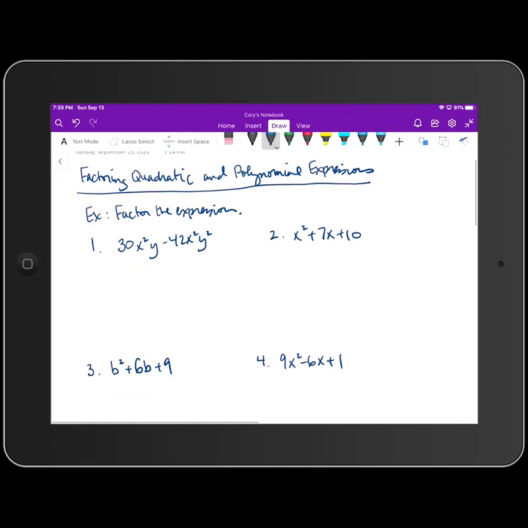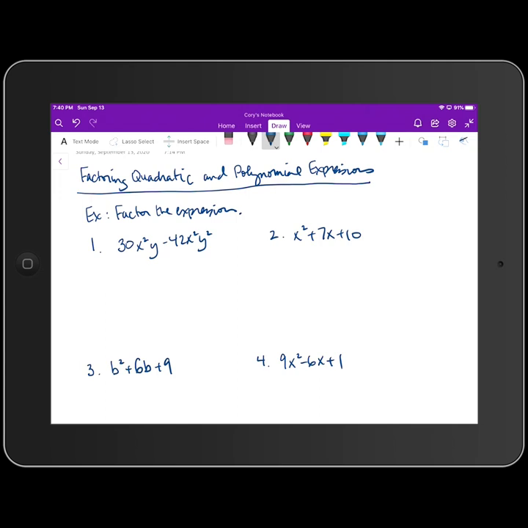This is super, super, super important stuff, not only in this class, but the techniques that we learn here, factoring, are going to be things that you work with a lot in pre-calculus and a lot in calculus as well. Okay, so the directions ask us to factor the expression. For number one, we're given the expression 30x squared y minus 42x squared y squared.